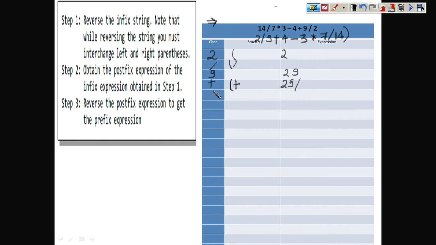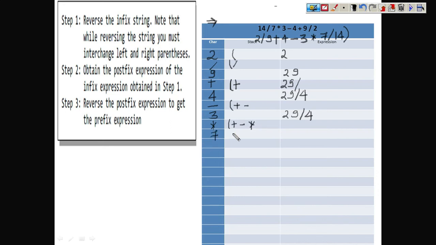Then we read 4. So 4 will definitely be added to the B. Whenever we come across an operand, it has to be added to the expression. Then minus. Now for minus, we will look to the stack. In the stack we don't have any operator which is of higher precedence, so we will simply push this into the stack and this remains the same. Then 3, so 3 is going to be added into the expression. Then we have the multiplication sign. So we look to the stack, but the stack does not contain any operator of higher precedence, so we simply push multiply into the stack.